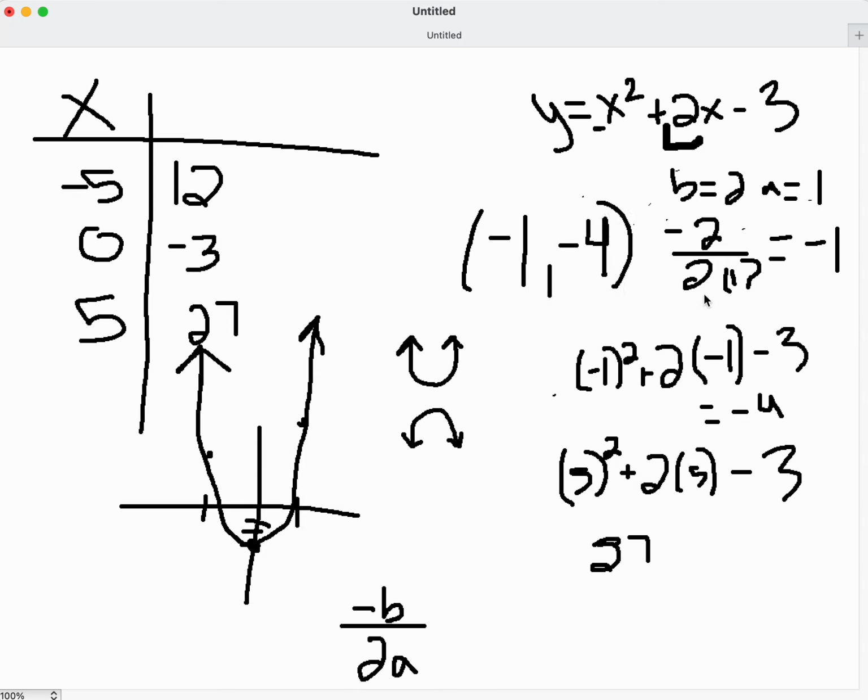The -1 comes from doing the -b over 2a. The -4 comes from plugging it into the equation. So that should get you through 18 and 19, and hopefully that helps you understand how the vertex y value comes about.